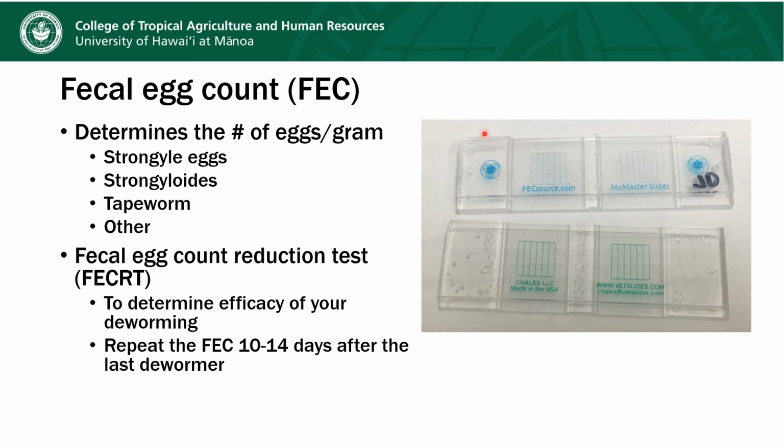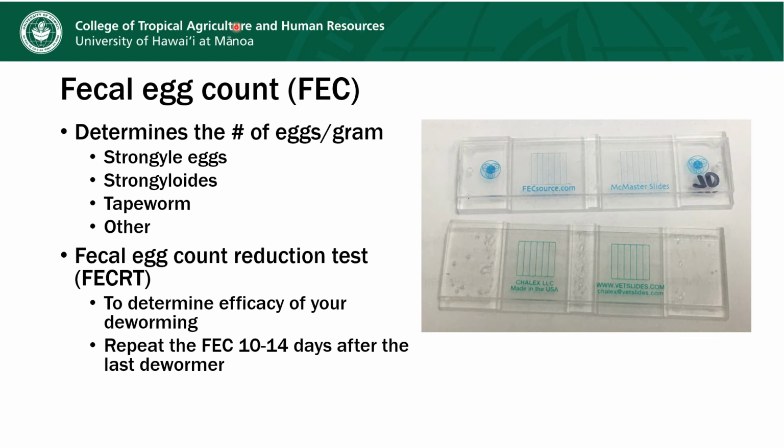And this is the type of device that we use. You can buy these on the internet from some reputable sources. And what they have is a grid. And there's a certain way that we prepare the feces to make a uniform slurry, and we load the grid and we count the number of eggs within that grid. And there's a simple calculation that you'll use to calculate the number of eggs per gram.